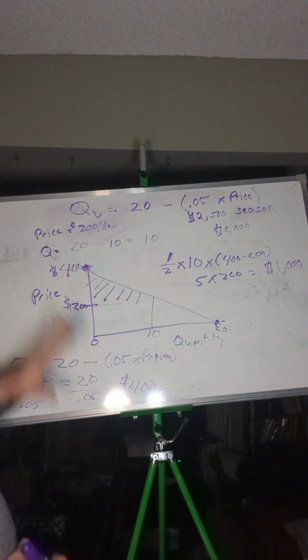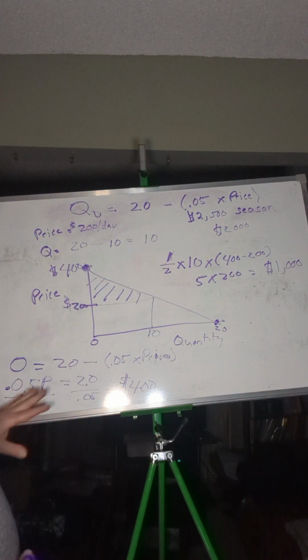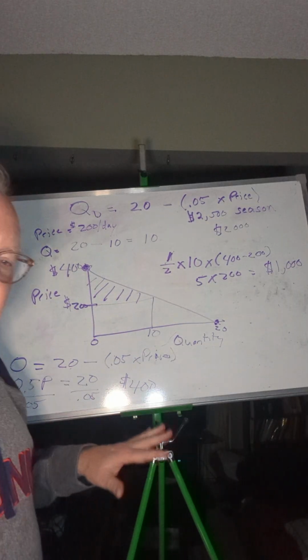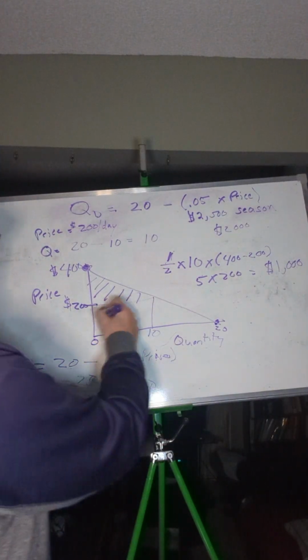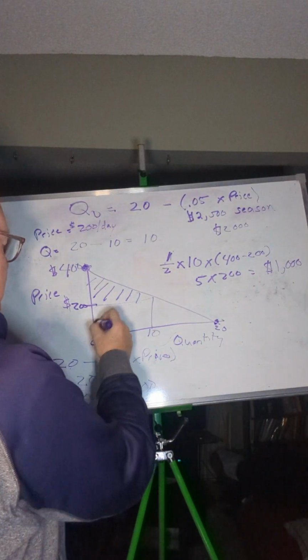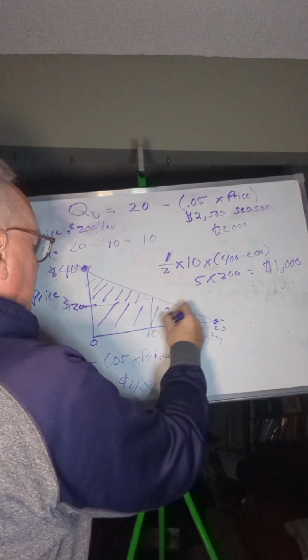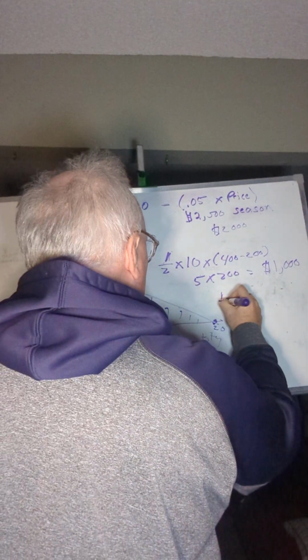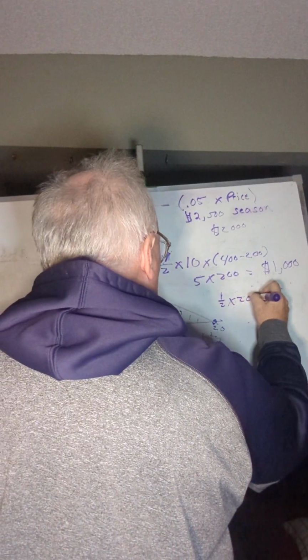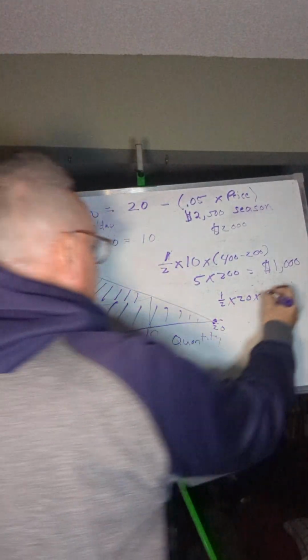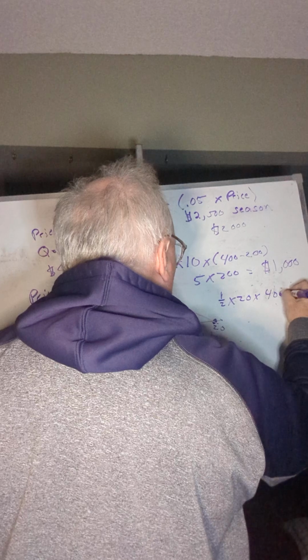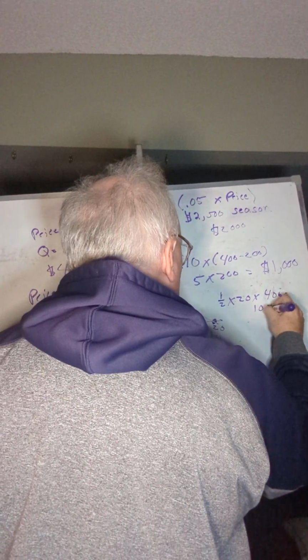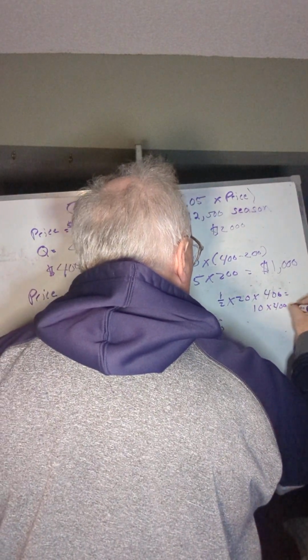And if they get the ski pass, their marginal price is 0, right? So they will ski all 20 times. So we can add in the whole rest of this into our triangle. 1/2 times 20 times 400, because 400 minus 0 is 400, which is 10 times 400 equals 4,000.